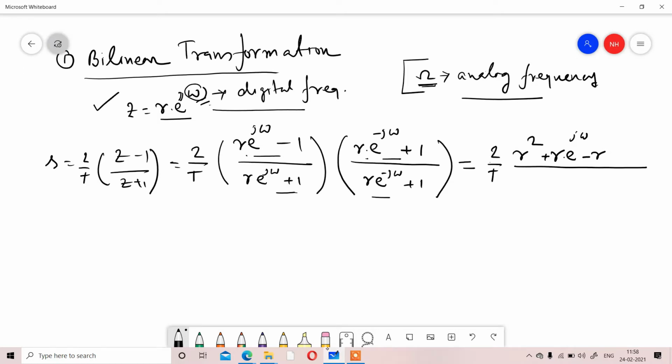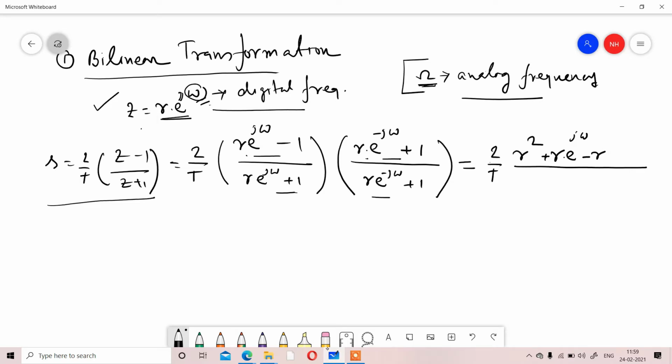So I think up to that it is clear. z equals r e^(jω). ω is the digital frequency and Ω is the analog frequency. I think it is clear to all of you. Yes, sir. So now, in the bilinear transformation, we are going to put the value of s as 2/T (z-1)/(z+1). In the place of z we are replacing the value r e^(jω), and obviously ω is the digital frequency.